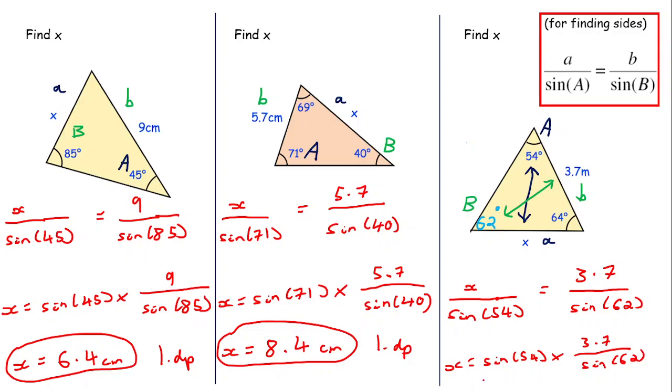If we do that, we're going to get x is equal to, a little bit cramped, apologies for that, sine 54 times 3.7 over sine 62, and we get 3.4 centimeters to one decimal place. Which looks about right using our diagram.